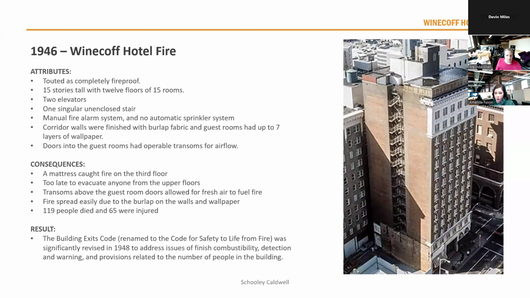But the results, so what changed? The building exits code, which was renamed the Code for Safety to Life from Fire, was significantly revised in 1948 to address the issues of finish combustibility. The issue here wasn't the structure, it was about the finishes within these rated corridors. This fire also led to the incorporation of wartime research into the flammability of building materials into code requirements and design standards.